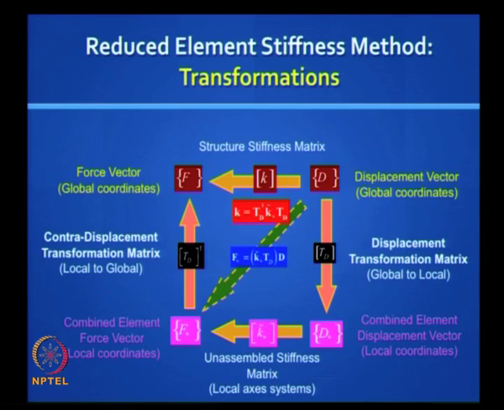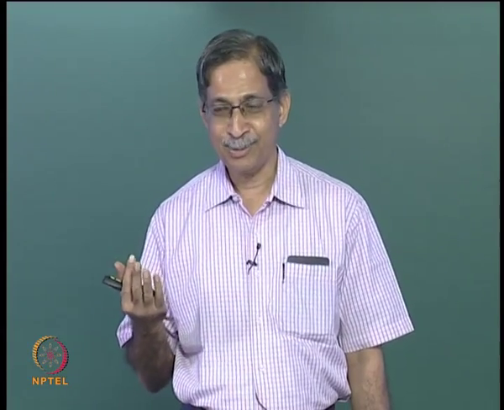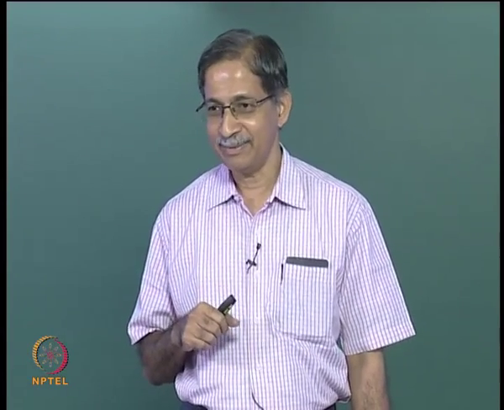This is one way of seeing the big picture: global coordinates, local coordinates, structure stiffness matrix, element stiffness matrix and the two transformations. In the stiffness method, especially the reduced element stiffness method, your first task is to get the TD matrix correct, and you remember we had some difficulty when we did the plane truss, but is it clear? Today I will show you an alternative way of doing it.